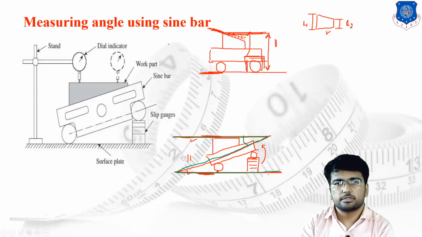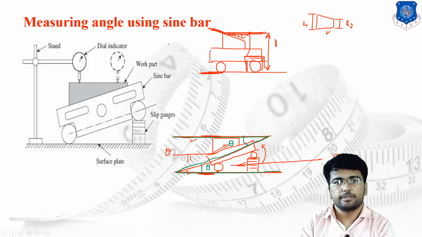Here suppose there is some angle, let's say theta. So according to mathematics, the same angle will be performed over here, that is another theta. So if I can calculate the bottom theta, then I can assume that the top theta will be identical with the bottom theta. So what is happening? We have simply provided the number of slip gauges.